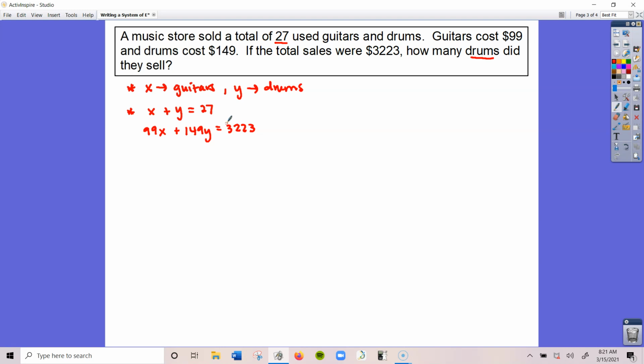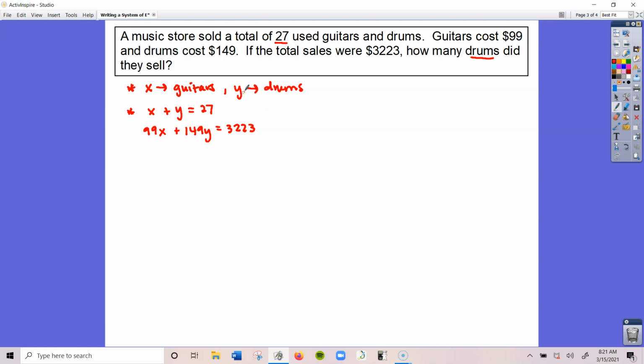If we're trying to solve for drums only, this is another example where substitution is a good way to go. Again, you can also use elimination. Whichever method you prefer, it does not matter. But just since we did elimination in the last example, we'll do substitution for this one. Since we're trying to solve for drums, that means that I want my second equation to have only y's. So I'm going to want to rewrite this equation so that it's x equals, etc. So that way, when I plug it in, I just have y's.